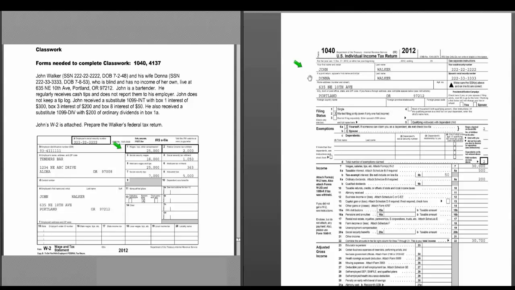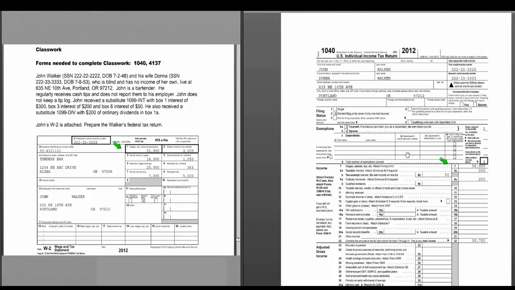We enter John and Donna's information here: name, social security numbers, address. We click the box here for married filing joint. We check the box on 6A and 6B to mark an exemption for each of them. So 2 total exemptions, that is carried down to box 6D. And then on line 7, we have $30,000.